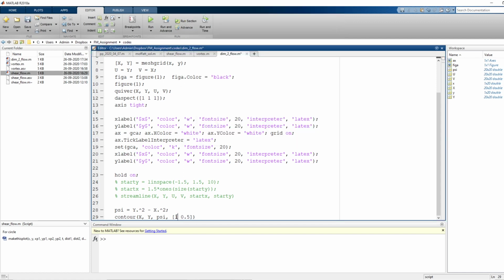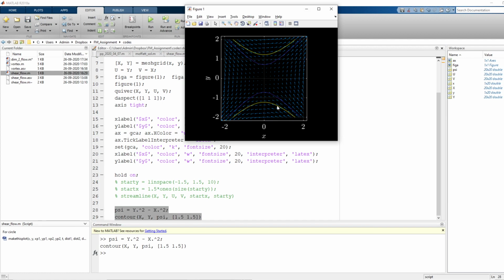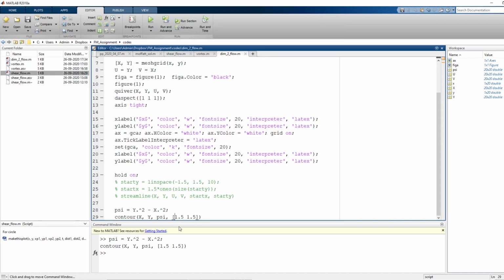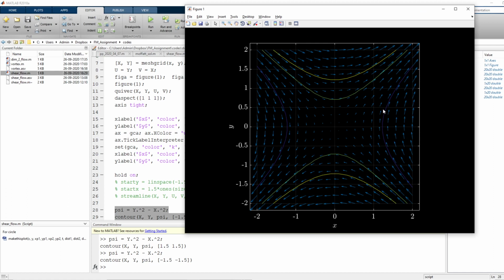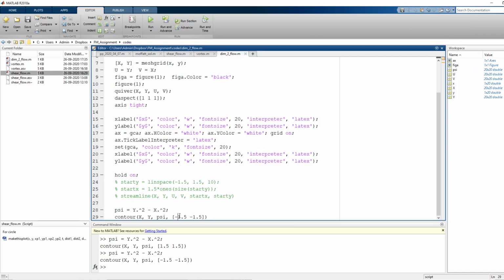Let me draw the 1.5 contour value. I'll put 1.5 twice, and I will execute only this part of the code. So the yellow curve is the 1.5 value. Now what about these values? Obviously there will be a change in sign. So let me draw minus 1.5. Great, this is the minus 1.5 contour. Let me draw minus 0.5.